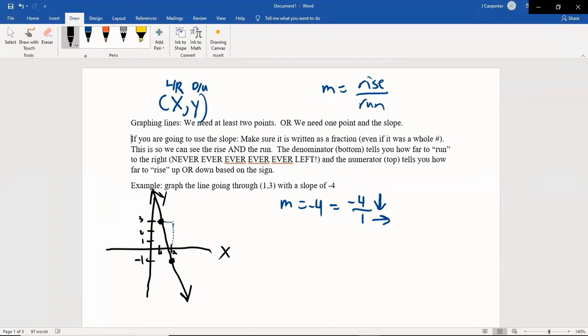Now, again, the slope, if I want to find a third point, I can go right 1 and then down 4, and then I can go right 1 and down 4, and I will always be on that line. It's a constant rate of change. That's what that means. But we only need 2 points because then the rest of them would still be on the same line. All we're doing is just acknowledging the fact that it's the same line.